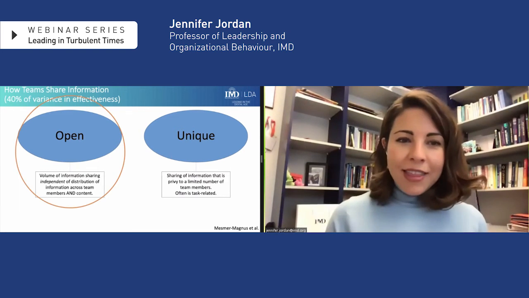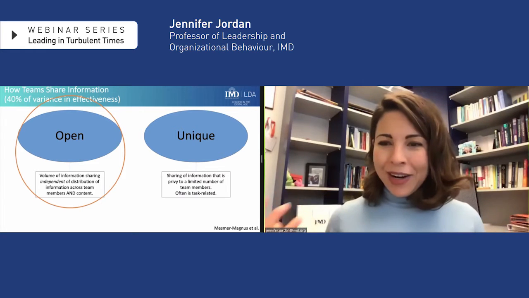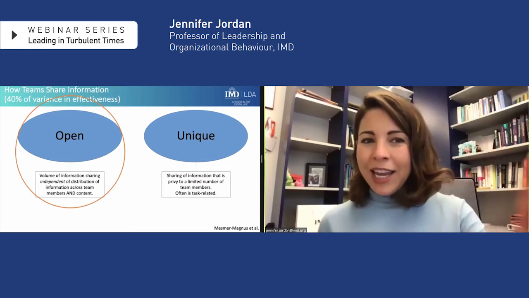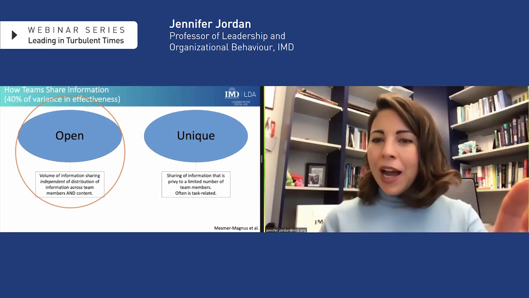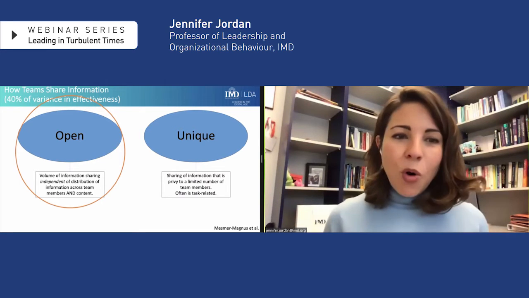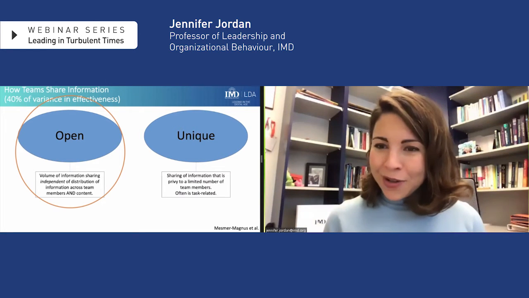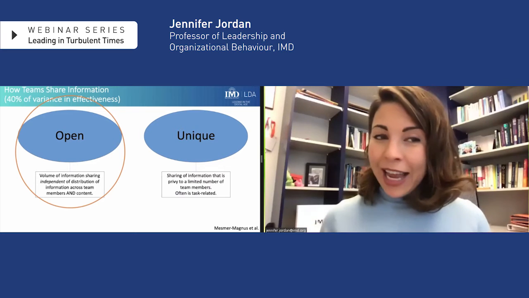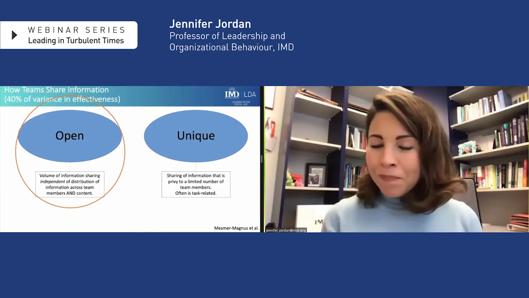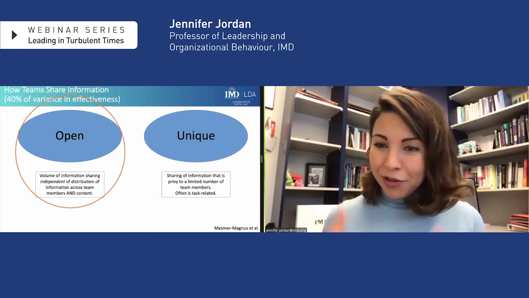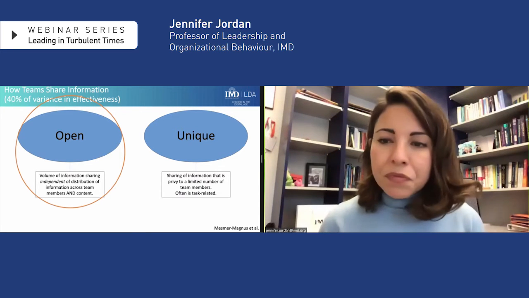And we find that 40% of the variance in team effectiveness is explained by how much open relative to unique information a team shares, with the more open information that a team shares, leading to more effectiveness. And teams that share more open relative to unique information feel more cohesive, they feel more connected to one another, they feel more teamy, like a team.